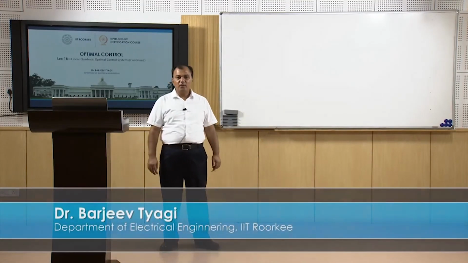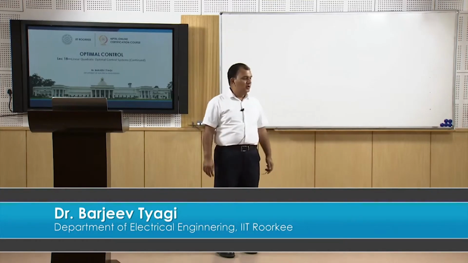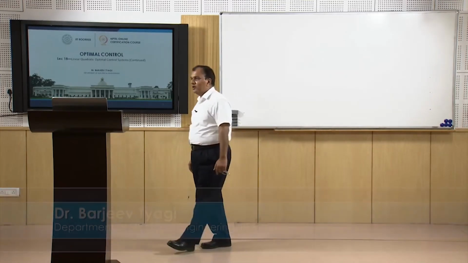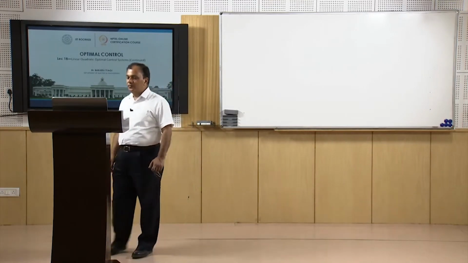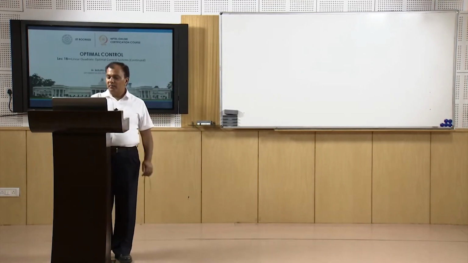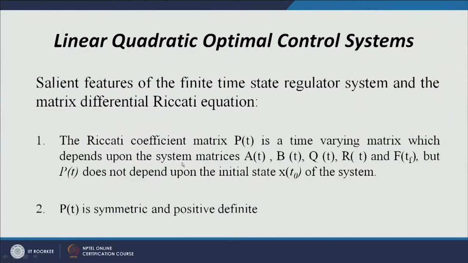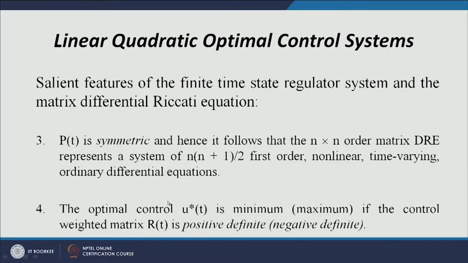We are discussing the linear quadratic optimal control system, and particularly the problem of the LQR, linear quadratic regulator system. In the previous class we discussed some important features of the LQR system, in which the Riccati coefficient matrix P(t) depends on A, B, Q, R and F, but it does not depend on the state. P(t) is symmetric and positive definite.